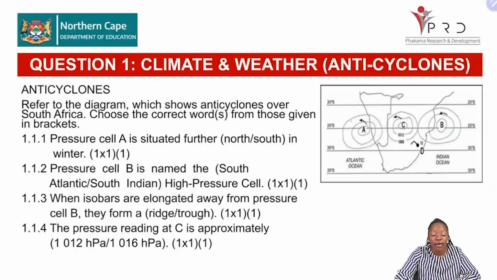Then your 1.1.1, the pressure cell A is situated further north or south in winter. We're looking at where it is situated in winter. Then your 1.1.2, the pressure cell B is named the South Atlantic or South Indian high pressure cell. We are looking at the name of this pressure cell B. Then your 1.1.3, when isobars are elongated away from the pressure cell B, they form, is it a ridge or a trough? Then your 1.1.4, the pressure reading at C is approximately, is it 1012 hectopascal or 1016 hectopascal?